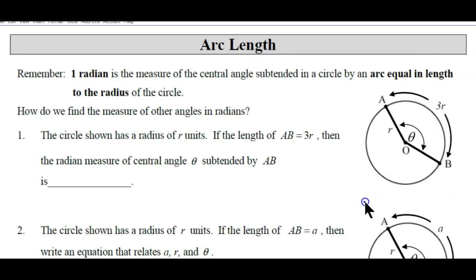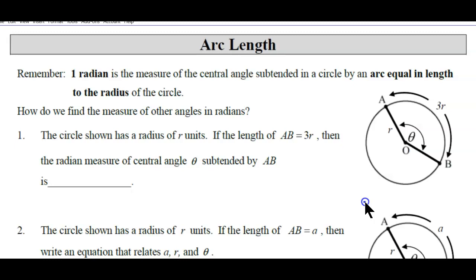Okay, so remember 1 radian, listen please. 1 radian is the measure of the central angle subtended in a circle by an arc equal in length to the radius of the circle. We went through that yesterday. Okay, how do we find the measures of other angles in radians?